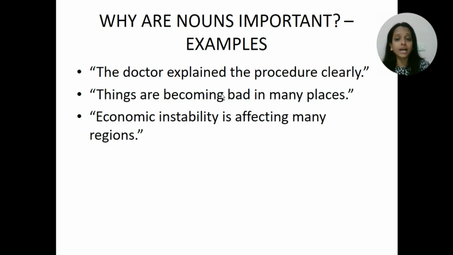Things are becoming bad in many places. This is understandable, but vague, right? But if you read this one, economic instability is affecting many regions. This sounds sharper and more precise. Do you know the reason? Because the nouns instability and regions are more specific than the words things and places. So when you improve your knowledge of nouns, you also improve your sentence quality, your reading comprehension, your writing accuracy, and your speaking clarity. And that's why nouns matter much more than most people realize.